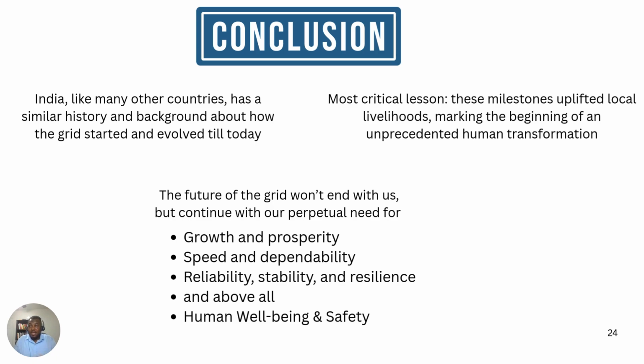Now, the future of AI is for us to adopt the new skills that will be used in this industry. Even though it is not going to be so easy, and it's not going to change overnight, we need to adopt and know some of the important things that will help this industry. Okay, so in conclusion, the future of the grid won't end with us, but continue with perpetual needs for growth and prosperity, speed and dependability, reliability, stability, and resilience, and above all, human well being and safety.